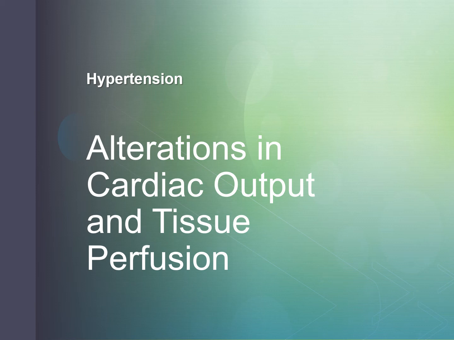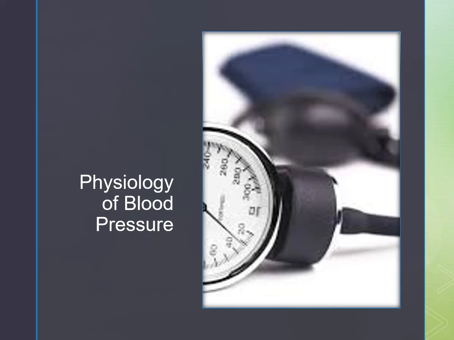Alterations in cardiac output and tissue perfusion, hypertension. Blood pressure, or BP, is the force that's produced by the volume of blood in the arterial walls. Blood pressure equals the cardiac output multiplied by the peripheral resistance. Blood pressure is raised and lowered by neural, hormonal, and chemical mechanisms, and through vasodilation and vasoconstriction.